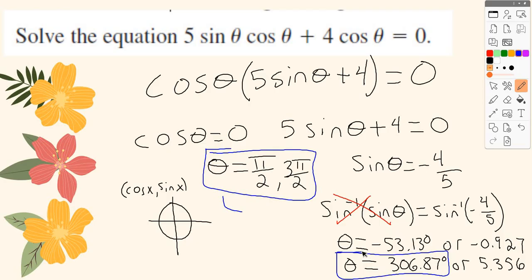So how do you get the 306? This one was in degrees, so I added 360. This was in radians, so I added 2 pi. Either one would be fine. So if you're in degrees, then add 360. If you're in radians, then add 2 pi, because we want the positive answers. Other questions?